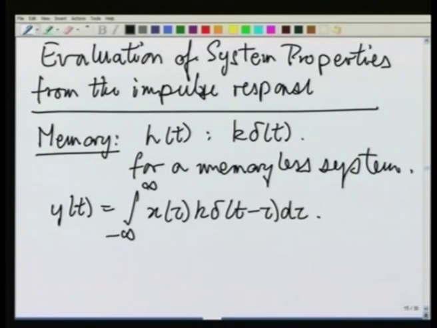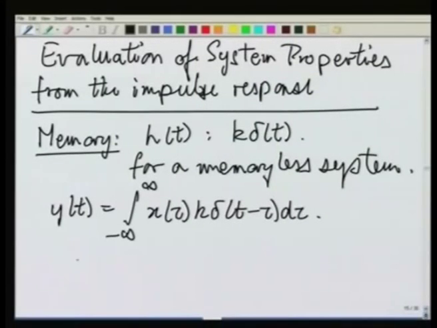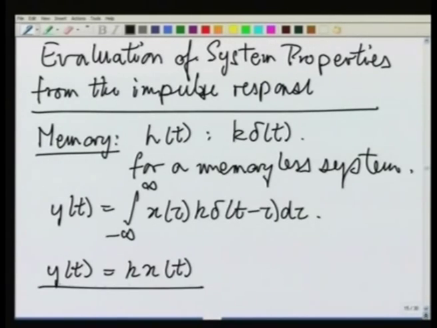So, this is exactly the shifting property of the Dirac impulse, which we can use here and say that y(t) equals k times x(t). The only type of linear time invariant system that is memoryless is a system where y(t) and x(t) are related in this manner.